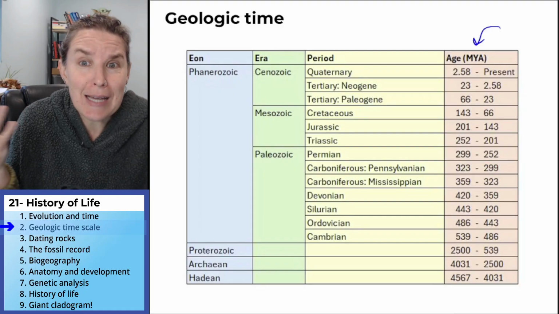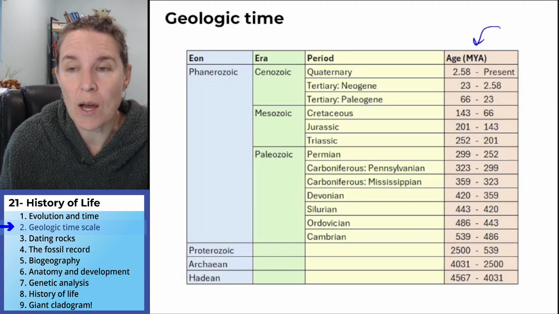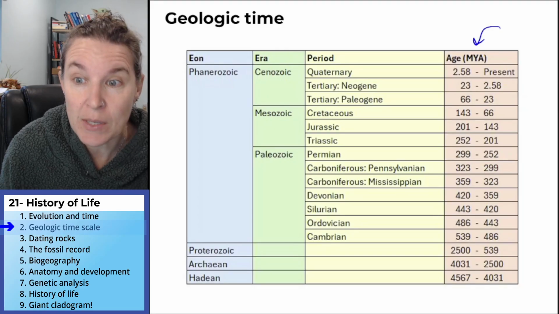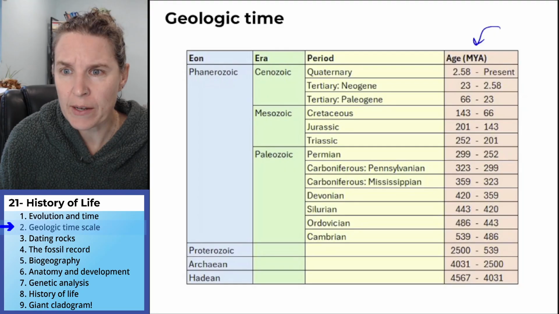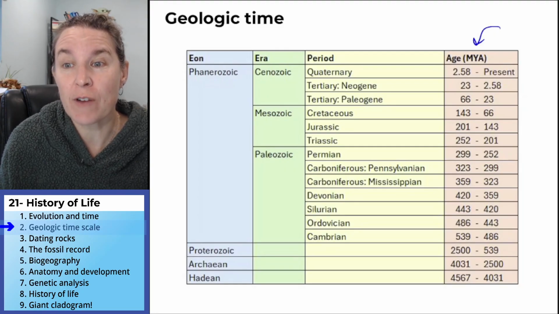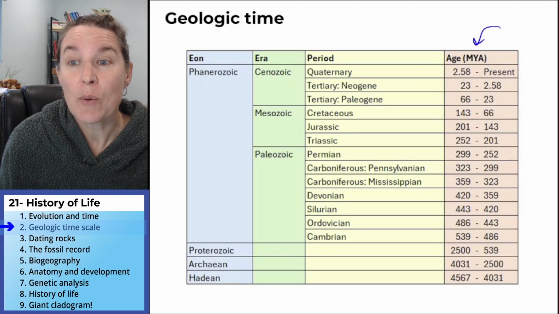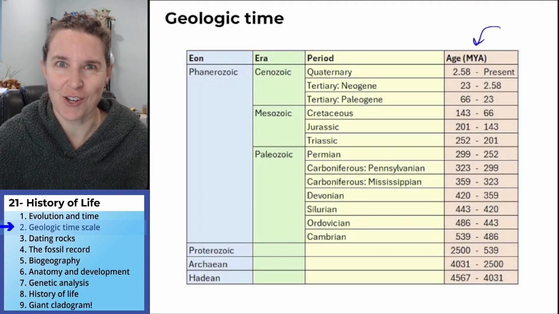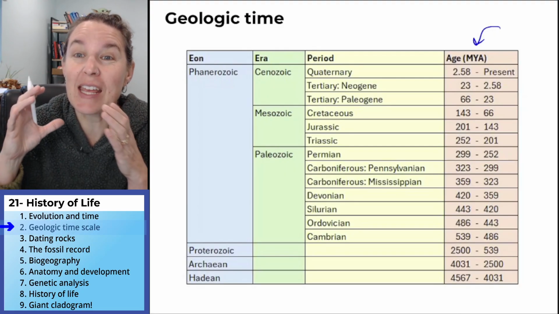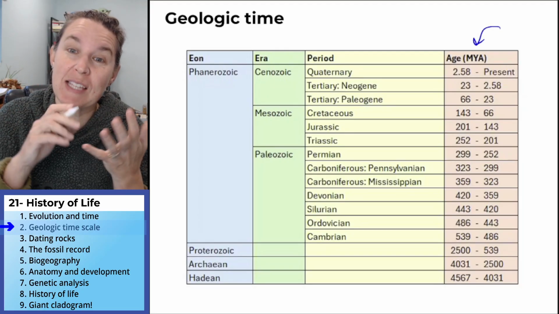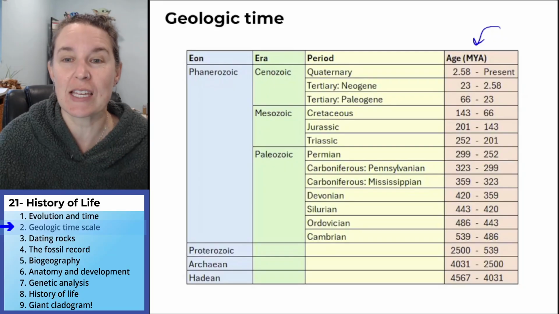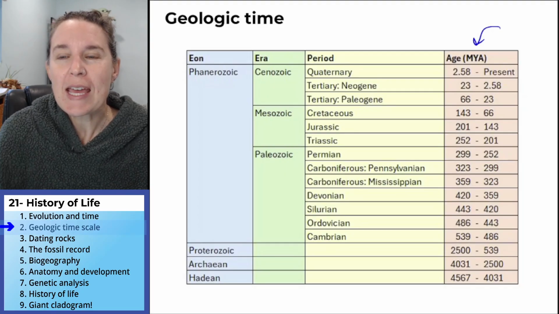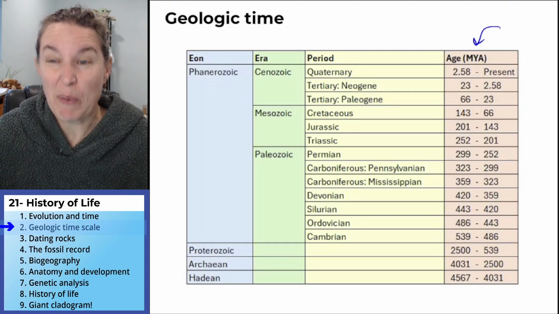And yet it's the youngest time shown on here because we go all the way back to the Hadean eon, which was 4,567 million years ago to 4,031 million years ago. That's the period of time that we're talking about if we're referring to things in the Hadean eon. I think it's a little challenging because it goes backwards.